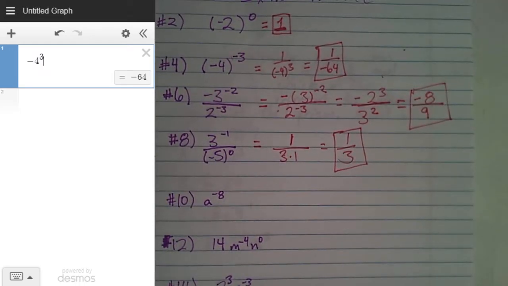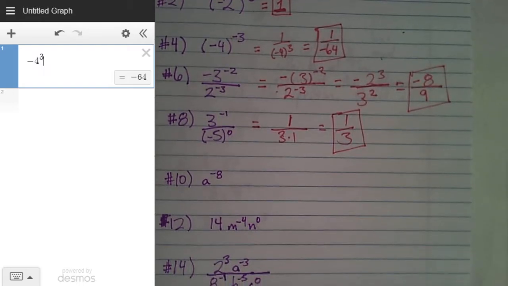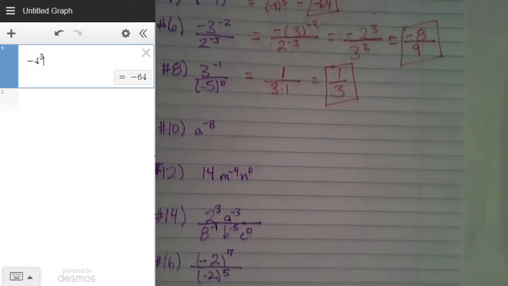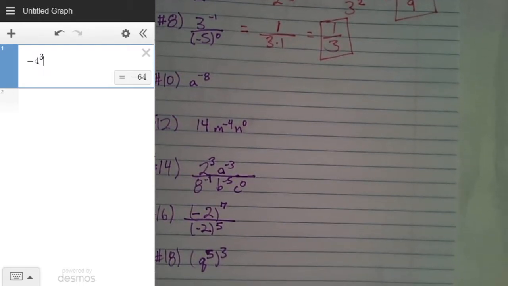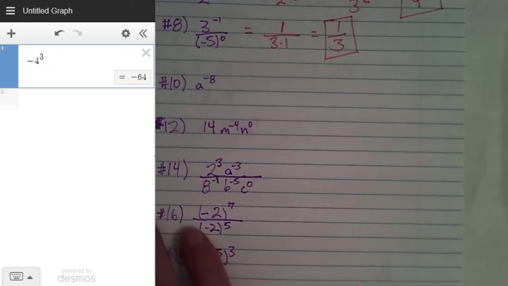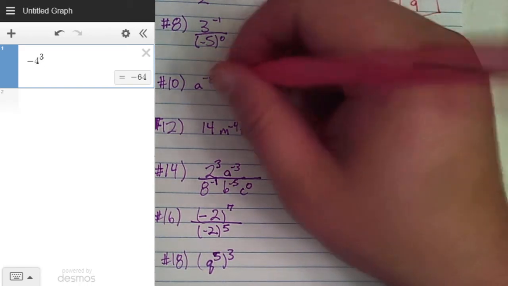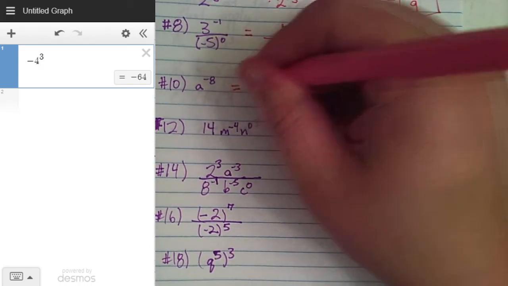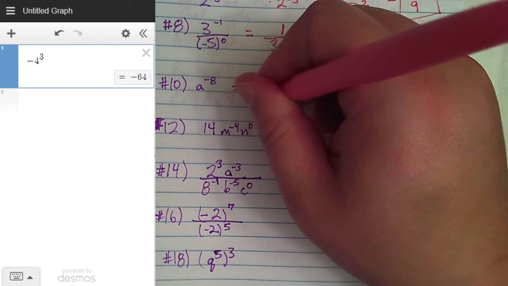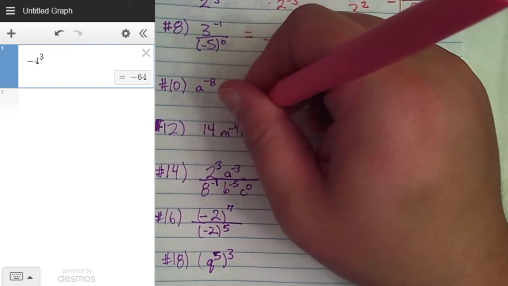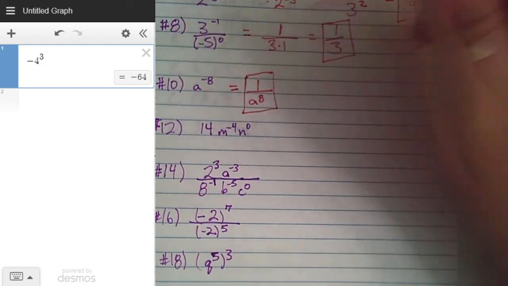Looking at number 10, we're going to go ahead and scroll down. We have a to the -8th. So we can rewrite that as 1 over a to the 8th. And then that's as simplified as it will be.